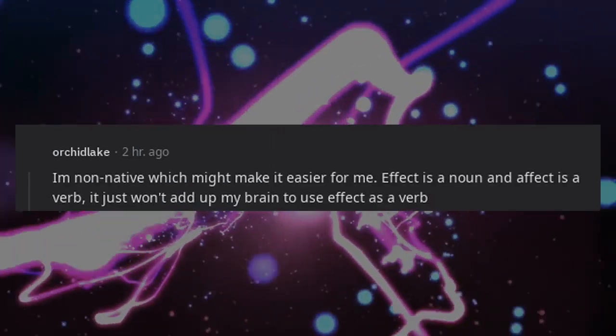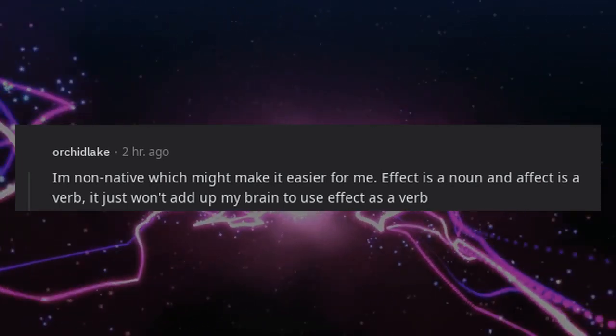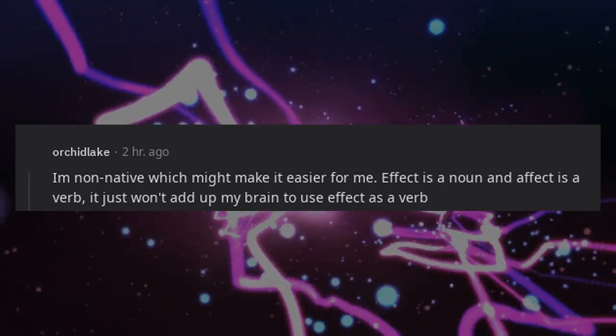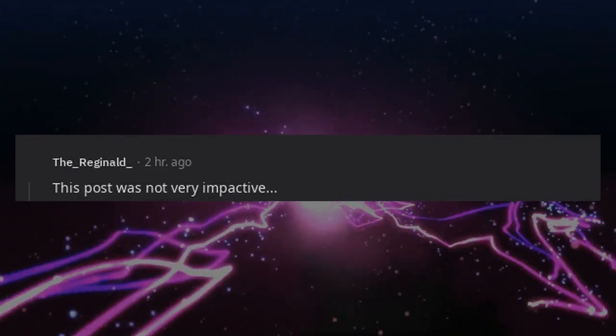I am non-native, which might make it easier for me. Affect is a noun and effect is a verb. It just won't add up in my brain to use effect as a verb. The affect causes the effect. This post was not very impactful.